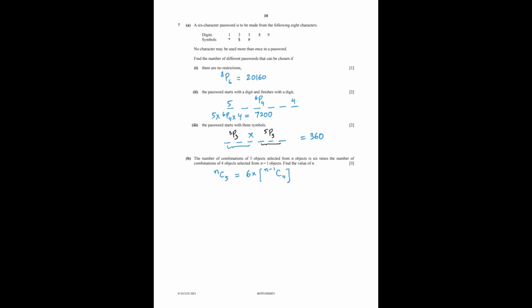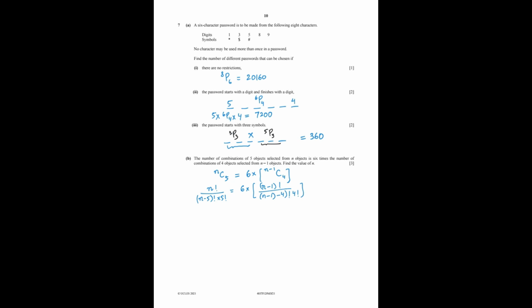We can expand using the working formula here, so that will be n factorial divided by n minus 5 factorial times 5 factorial equals 6 times, and here we are going to apply the same, it will be n minus 1 factorial divided by n minus 1 minus 4 factorial into 4 factorial. Alright, we have applied the working formula here. We need to simplify it.